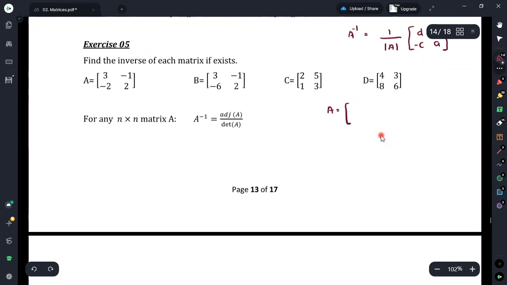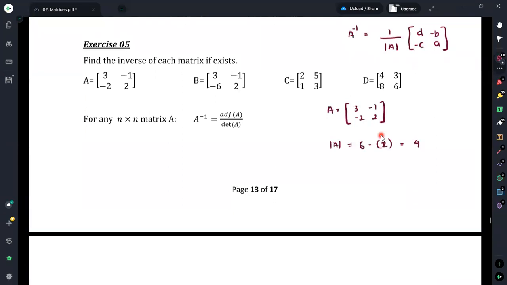Matrix A is given as 3, minus 1, minus 2 and plus 2. To obtain the inverse, first we need to take the determinant of this matrix. 3 times 2 is 6, minus 2 times minus 1, which is plus 2. Then this equals 8. Therefore, in general, if the determinant is not equal to 0, we can simply say that A inverse exists.